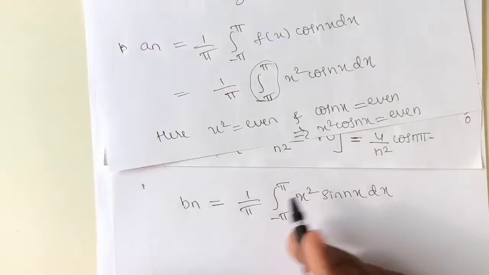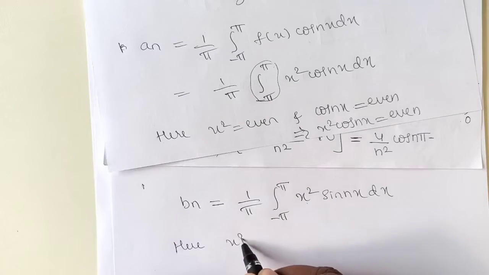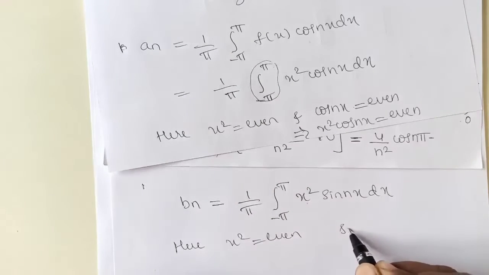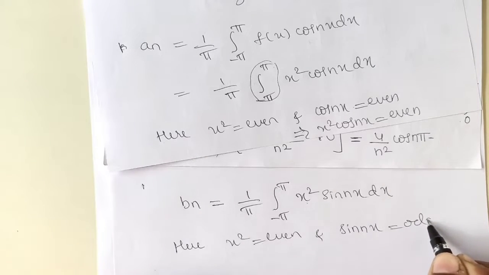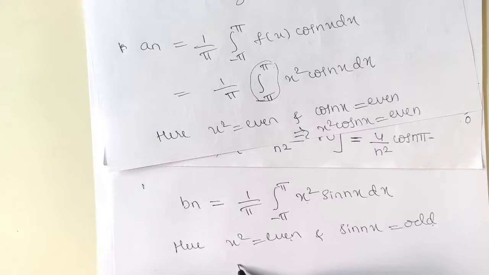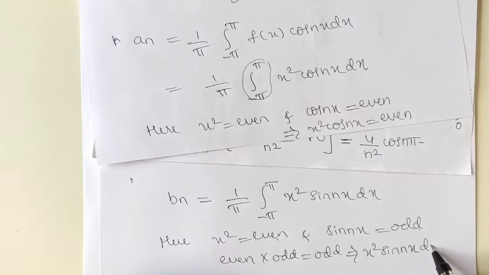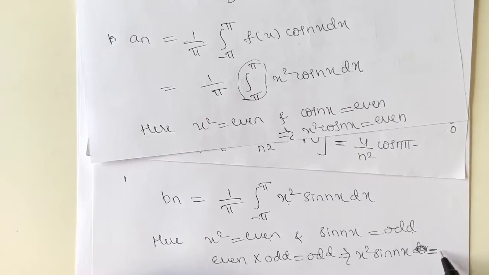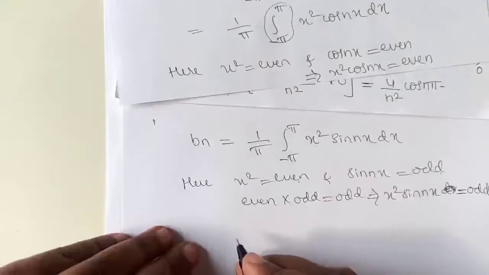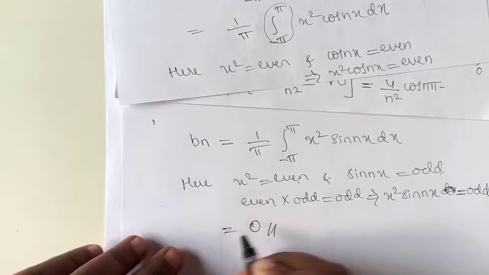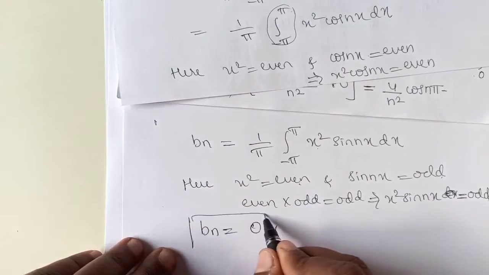You can observe that this x square is even, but sin function is always odd. Even into odd equals odd only. So that implies x square sin nx is, sorry, this is equal to an odd function. For an odd function we get 0. Therefore bn value is equal to 0.